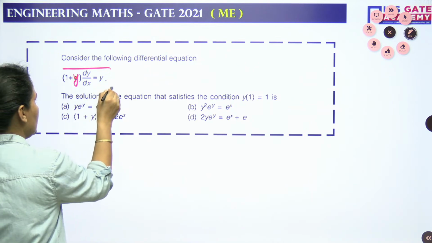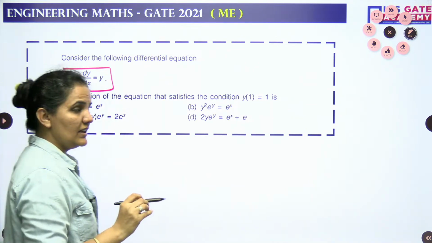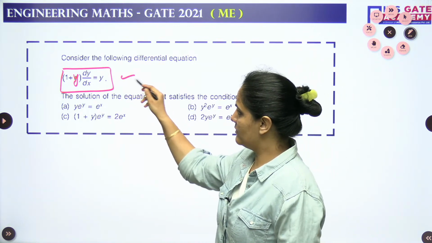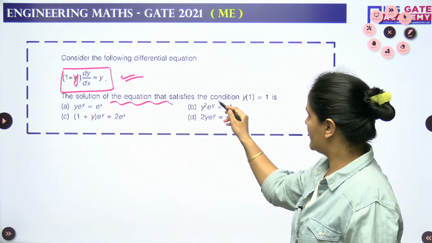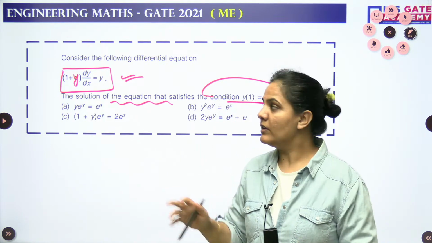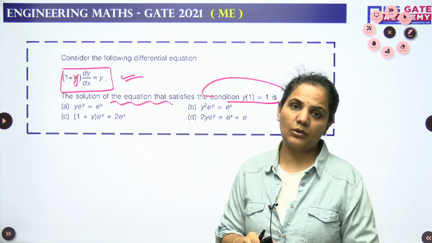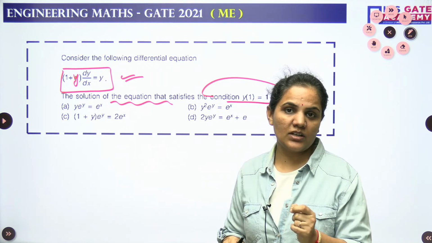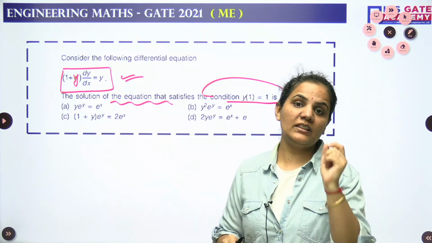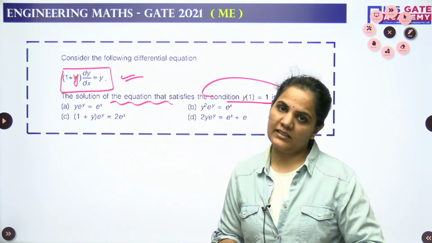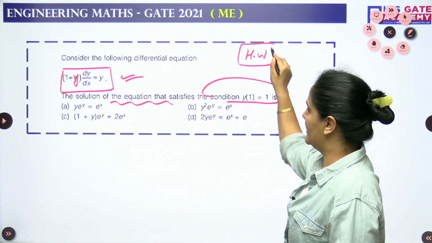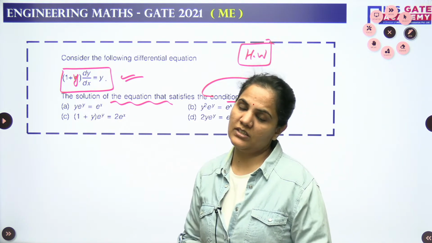This is the question from differential equations. Consider the following differential equation: (1 plus y) dy by dx is equal to y. The solution of the equation that satisfies the condition. So the initial condition is given to you and the differential equation is given to you. You will try this question. Whatever is your answer among the options, you will write down in the comment box what is the final answer according to you. This is your homework type of question, and we will discuss the question in the next session.